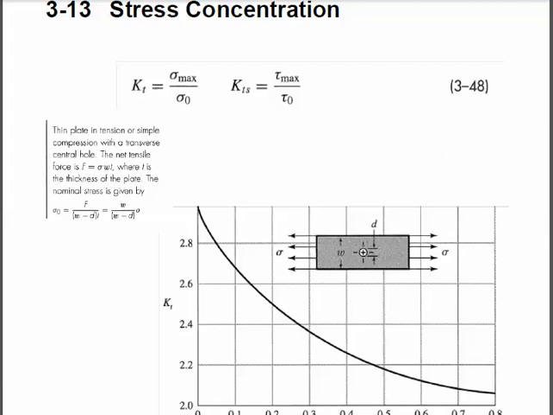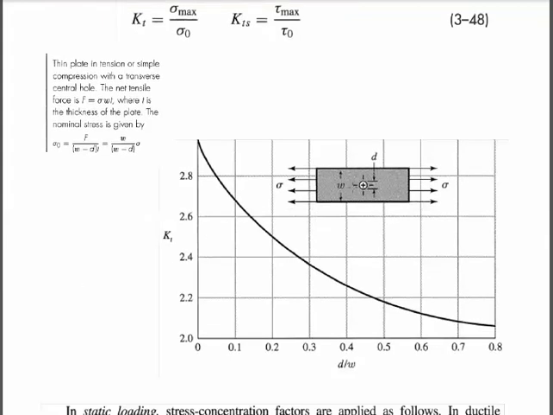The basic idea is when we have abrupt changes in cross section, we're liable to have an increase in the stresses, and so this would be a typical stress concentration factor chart. On the chart itself, there are some rules on how we interpret the nominal stress, because this stress concentration factor will multiply the nominal stress. So this one says, in this case, sigma 0 is F over W minus D, and then divided by the thickness as well.